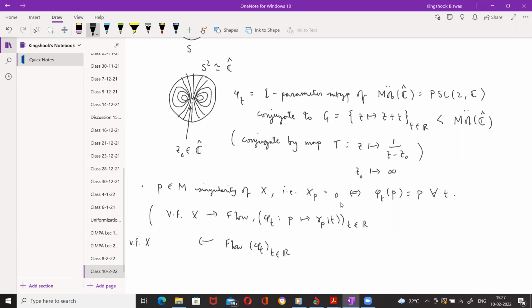How do you get X_p? So X_p is equal to d/dt at t equal to 0 of gamma_p(t), right? By definition, gamma_p is an integral curve. So X_p is nothing but d/dt at t equal to 0 of phi t of p. Is this clear? So by differentiating the flow at time 0, you get back the vector field. All right? Is this okay?